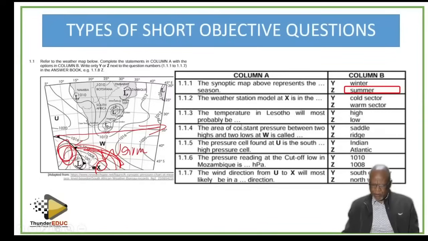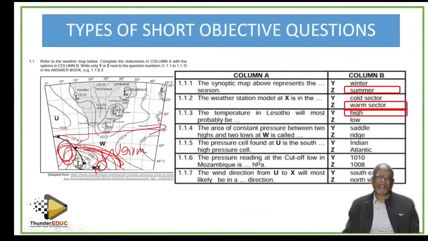Now, our next, the weather station model at X, we said it is in the warm sector. Why warm sector? Because it is found behind the warm front. Then the temperature in Lesotho will mostly probably be high. Why will the temperature in Lesotho be high? Here is our Lesotho here. Why will the temperatures be high?